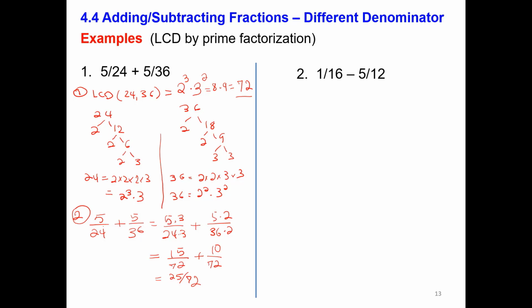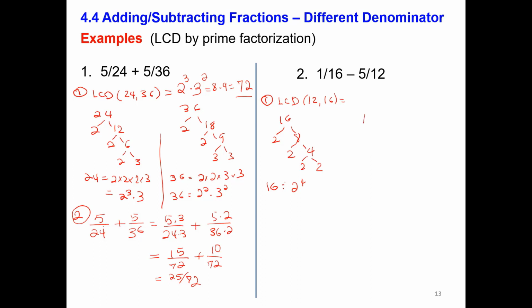Now let's do another problem. Now we want to subtract 1 over 16 minus 1 over 12. Step number 1, we need to find the LCD using 12 and 16, but we want to use prime factorization. Then we need to find the factors for 16. The prime factors: 1, 2, 3, 4, that is 2 to the 4.